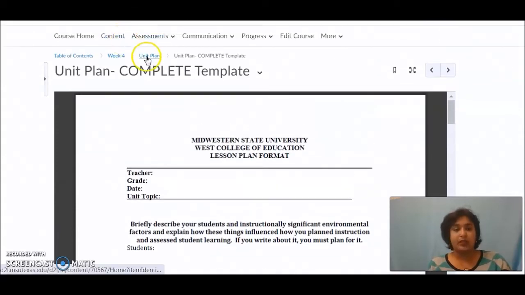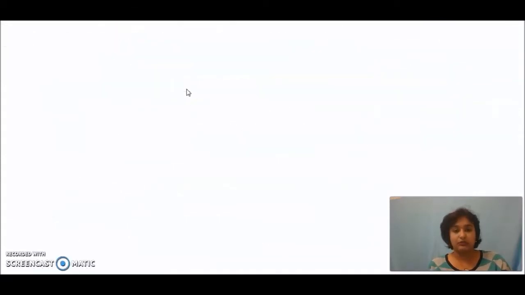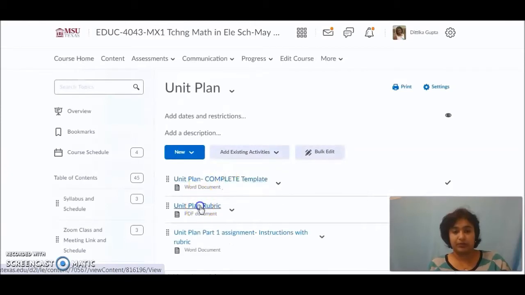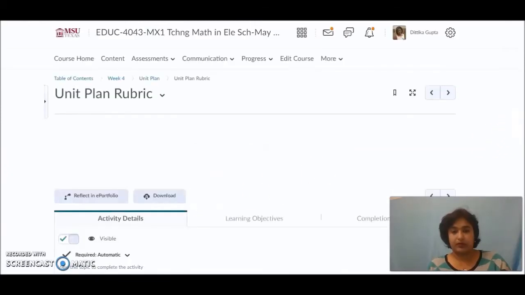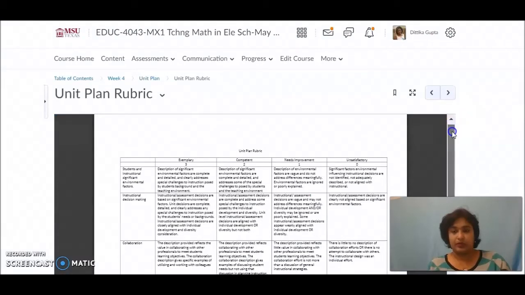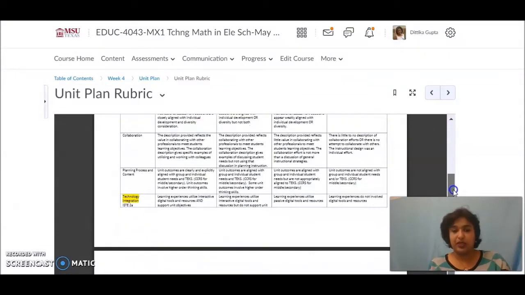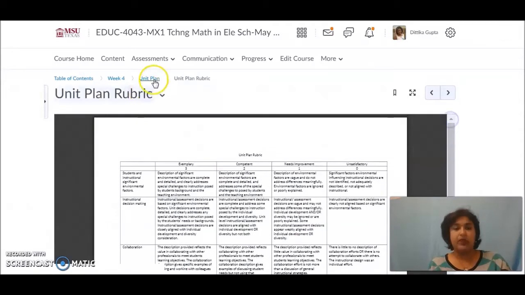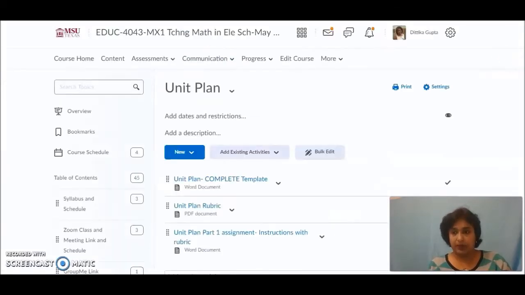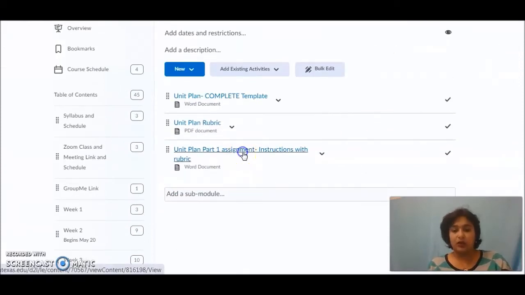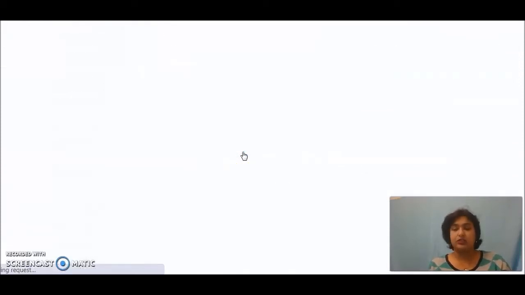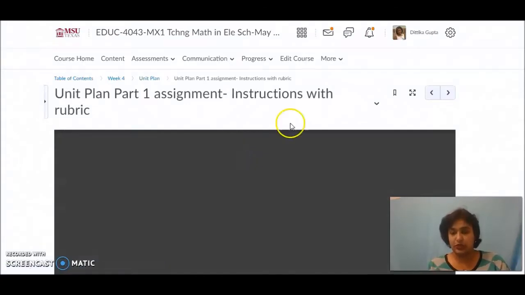Okay. And now let me show you the rubric. This is the rubric and the areas that it is looked at. Okay. So let's take it step by step. Let's first go to part 1. Your part 1 of the assignment is actually the first 4 questions that you have to answer.